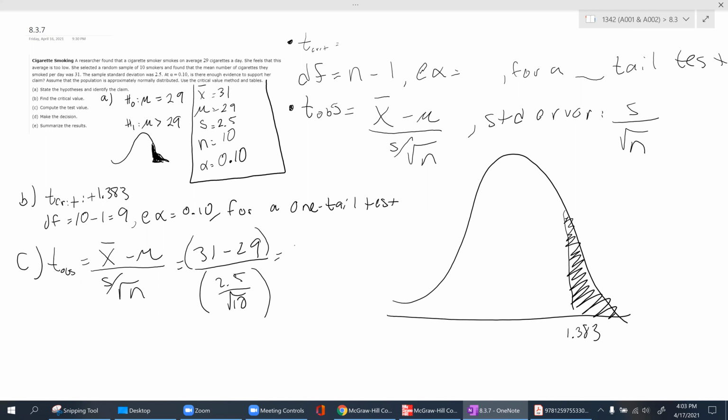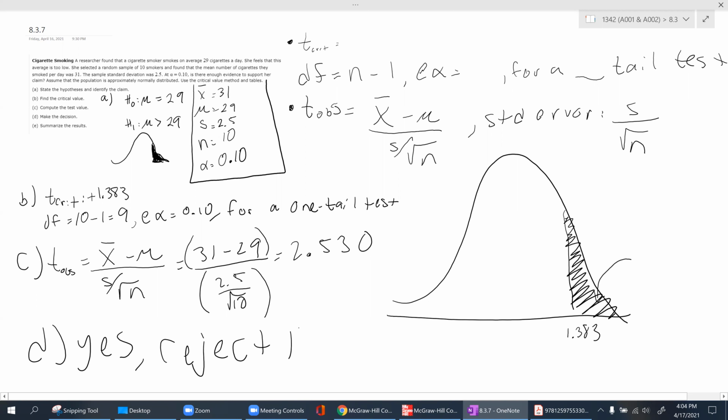So what do we get? I get 2.530. And just like before, you're going to make an observation: is that value inside the critical region or not? Yes, it is. It's to the right of that. So yes, it's in the critical region, therefore reject the null hypothesis.